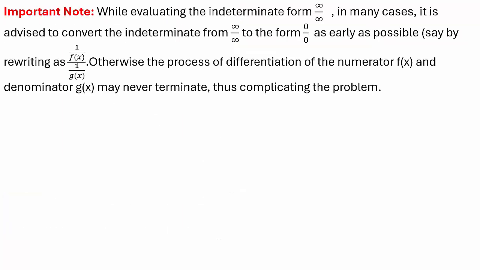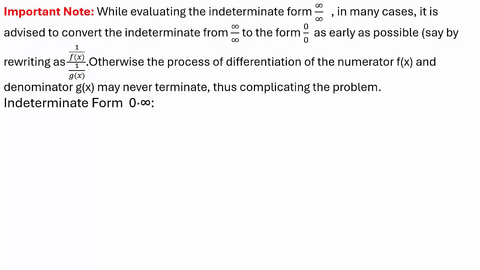One important note: while evaluating the indeterminate form infinity/infinity, in many cases, it is advised to convert the indeterminate form infinity/infinity to the form 0/0 as early as possible, say by rewriting f(x)/g(x) as (1/g(x)) divided by (1/f(x)). Otherwise, the process of differentiation of the numerator f(x) and the denominator g(x) may never terminate, which complicates the problem. So, in many cases, an infinity/infinity problem can be converted to a 0/0 problem. We shall see this while solving the examples.